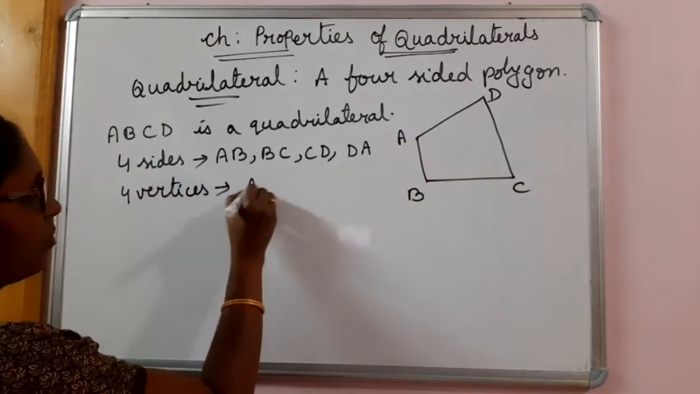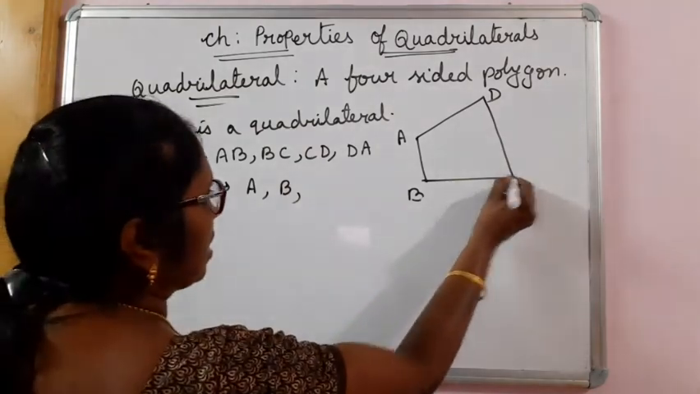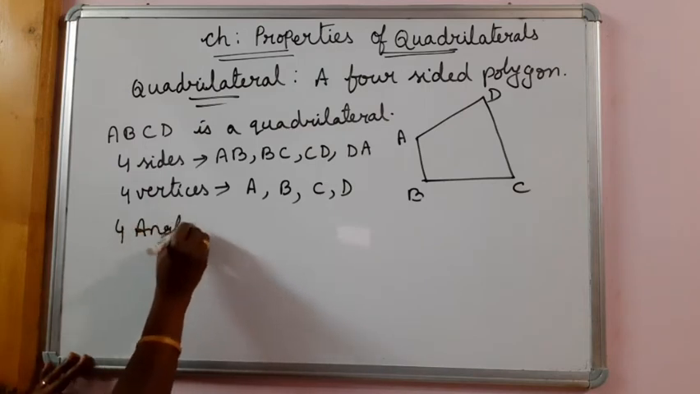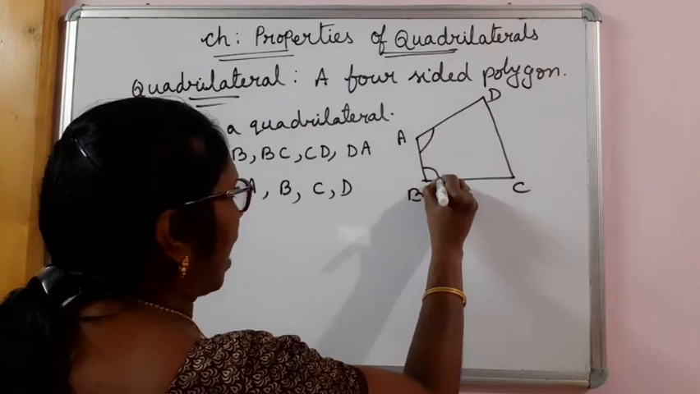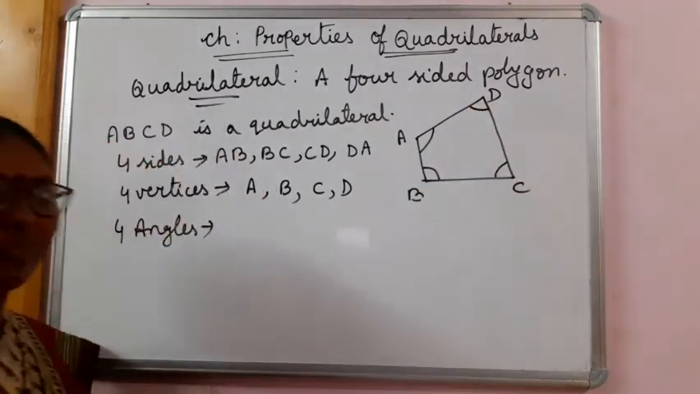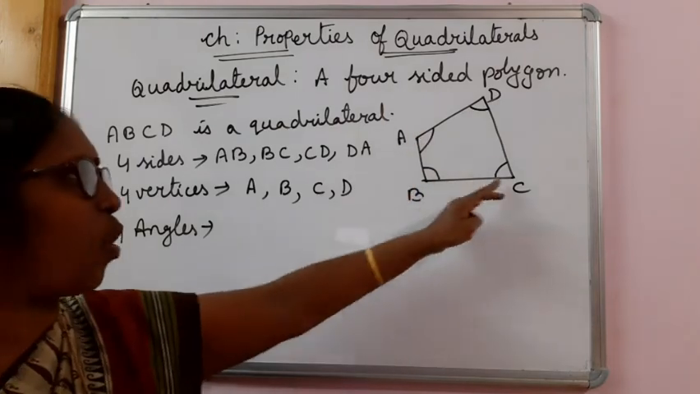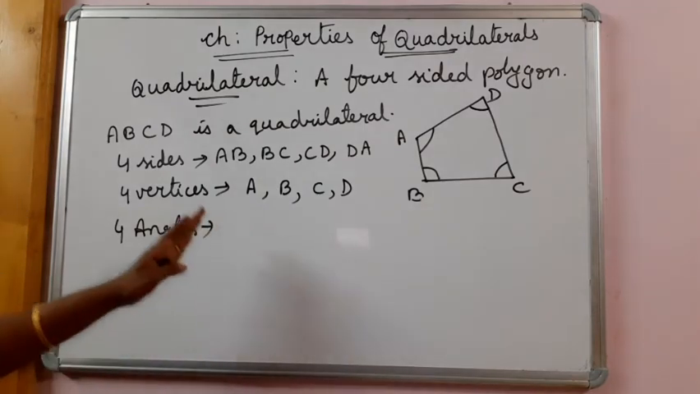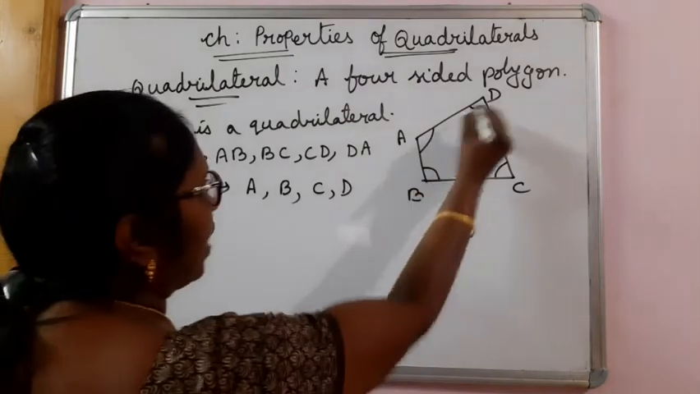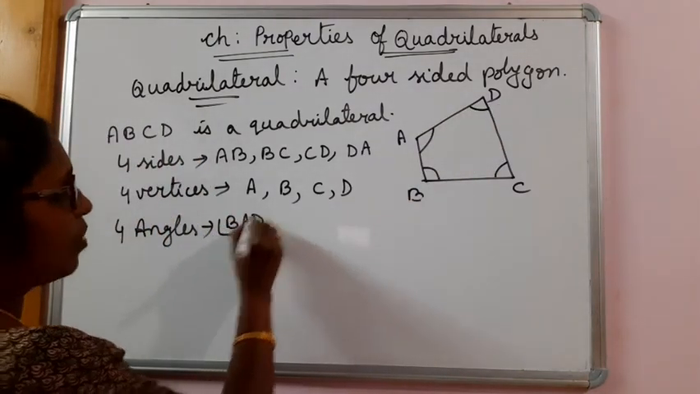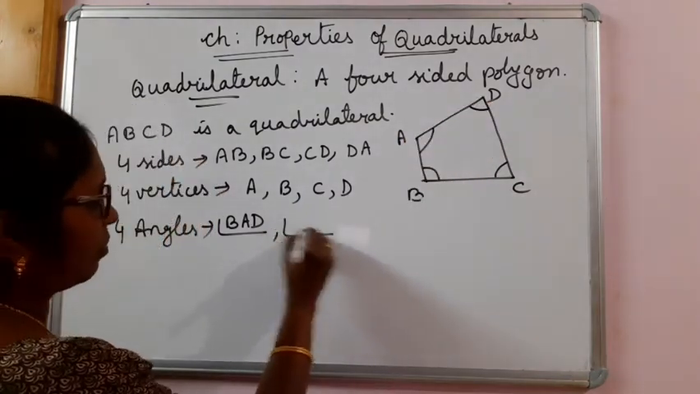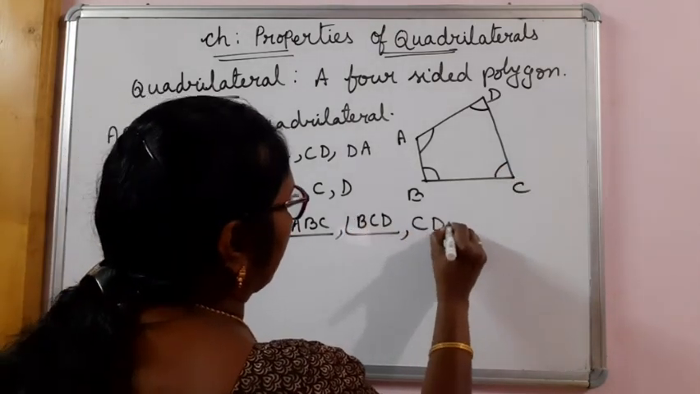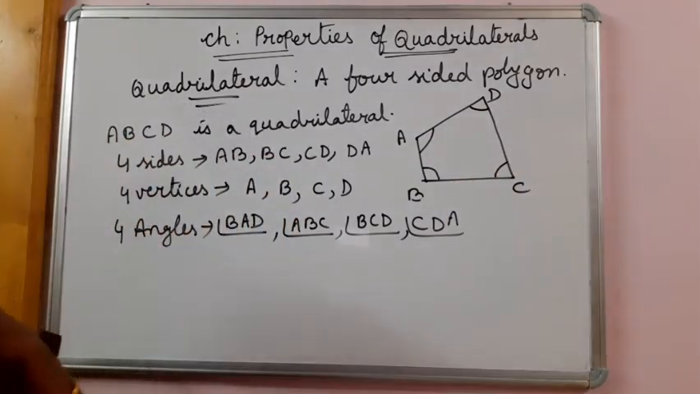They are A, B, C, D. And also there are four angles in a quadrilateral: angle A, angle B, angle C, angle D. In this quadrilateral, only one angle is there at each of the four vertices, so directly we can write angle A, angle B, angle C, angle D. Or, if we name the angles properly, that will be good: angle BAD, angle ABC, angle BCD and angle CDA. These are the four angles.